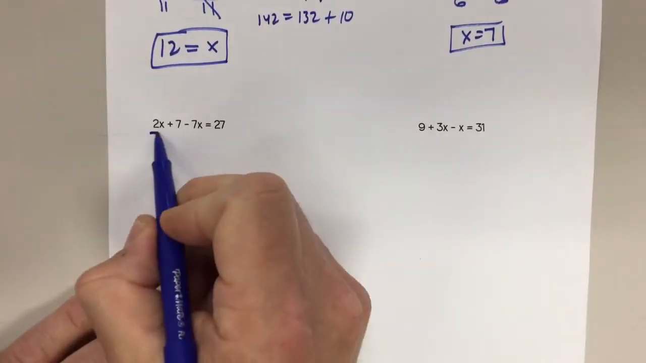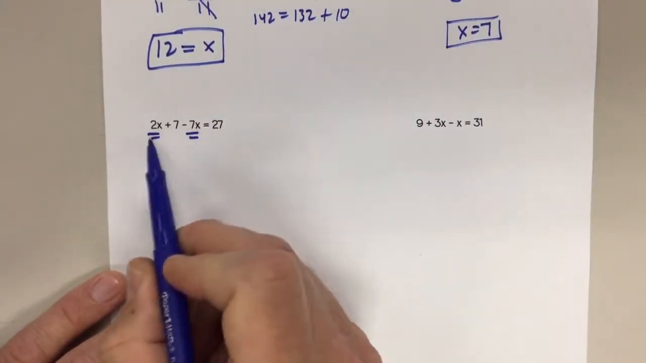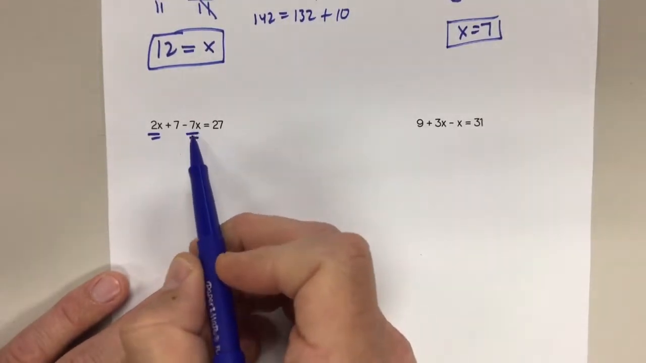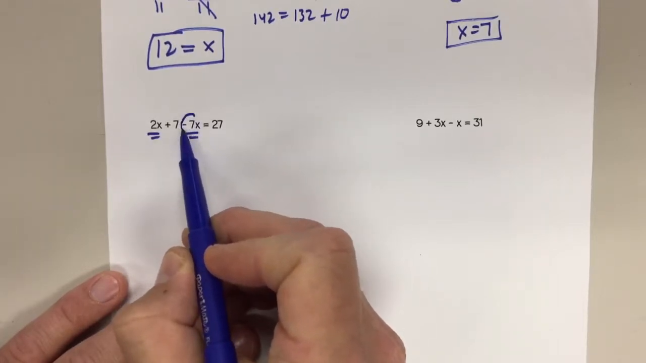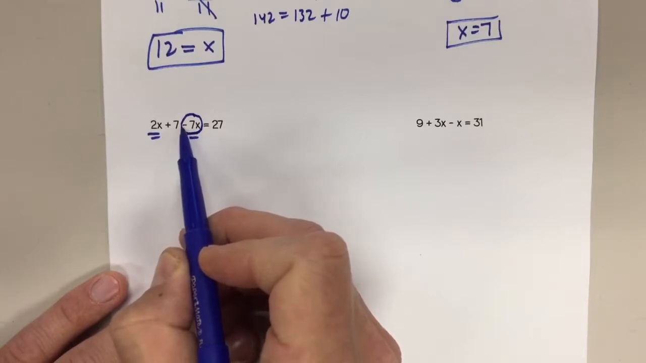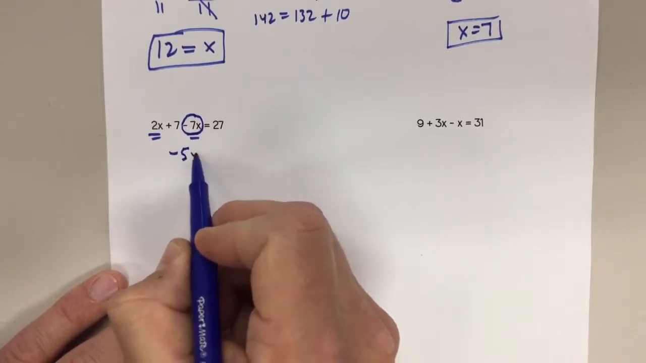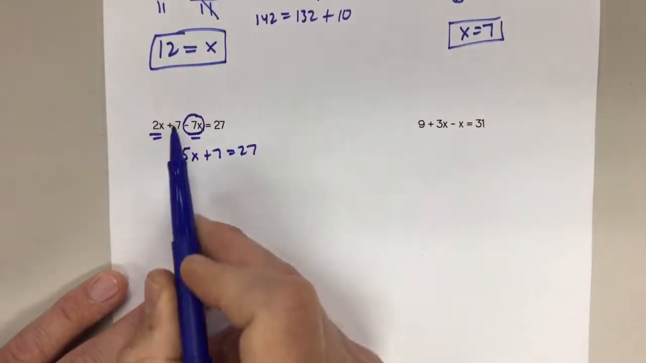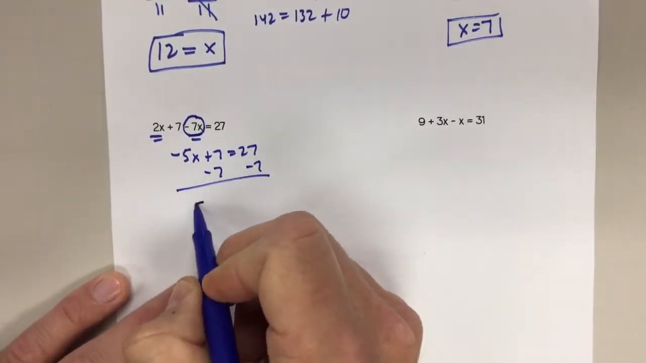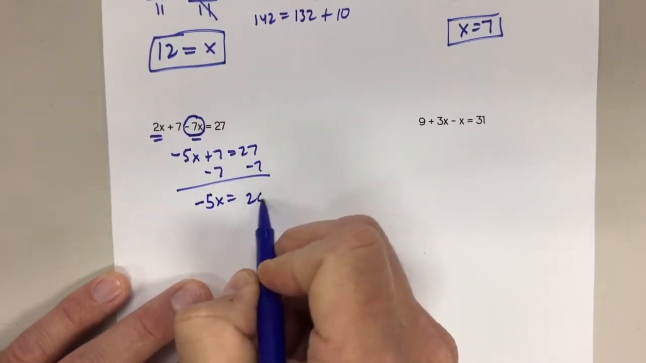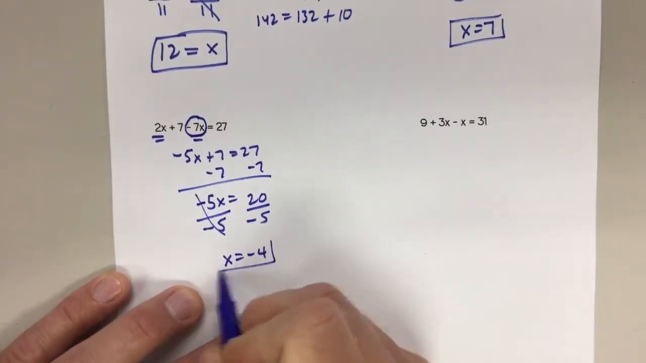For our third example, you'll notice that the two terms with x in them are not right next to each other. And that's okay. We're still going to add those two like terms together first. But realize that this 7x is actually negative 7x. The sign always goes with the next number. So this subtraction sign or negative sign goes with the 7x. So I'm going to add 2x and negative 7x, which is negative 5x. Everything else I just write down. Now it's a two-step equation, so I'll subtract 7 from both sides. I get negative 5x equals 20. Divide by negative 5 on both sides. I get negative 4.